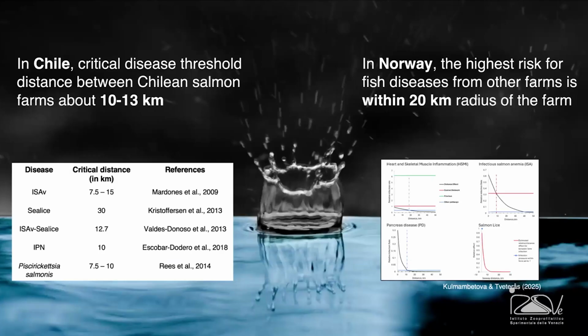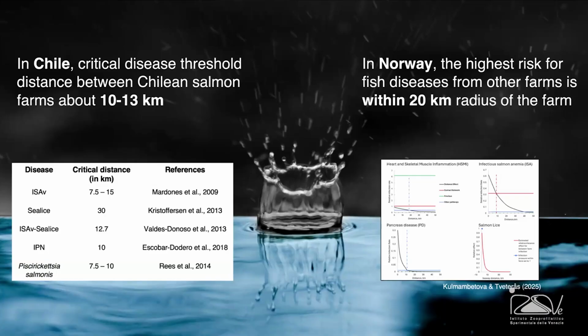Here, for example, in Chile, we pretty much discussed that the critical disease threshold distance between farms is about 10 to 13 kilometers. That means that between 10 to 13 kilometers, the risk of infection from one farm to another is very high.